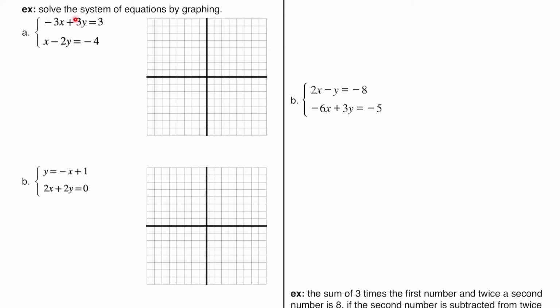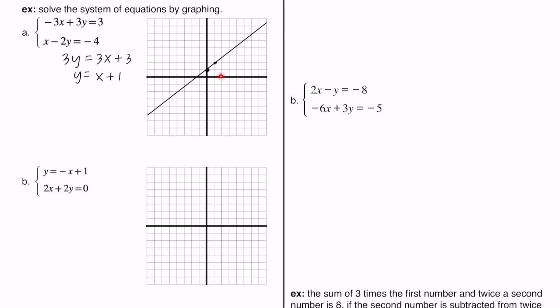This example says solve the system of equations by graphing. So the first thing we're going to do is take both of these equations and rewrite them in the form of y equals mx plus b so that we can graph them. For the first equation, we want to get the y by itself, so we're going to add 3x. Then we're going to divide out the 3, and when you divide the whole equation by 3, you get y equals x plus 1. To graph this line, we're going to start with the y-intercept, and then the slope is technically 1 over 1. So from here, we're going to rise 1 and run to the right 1.